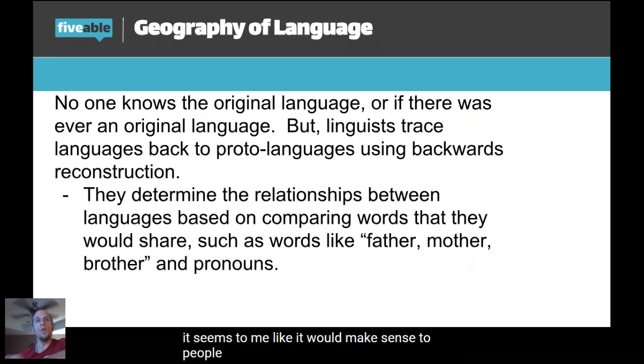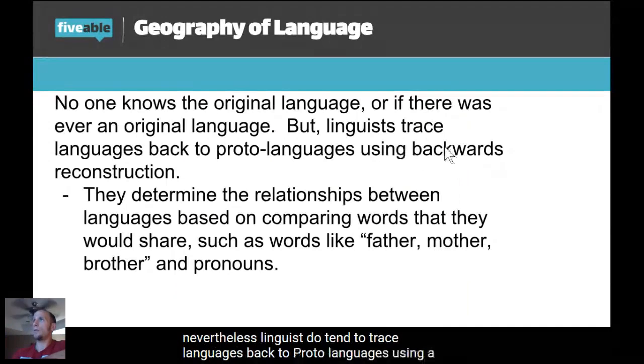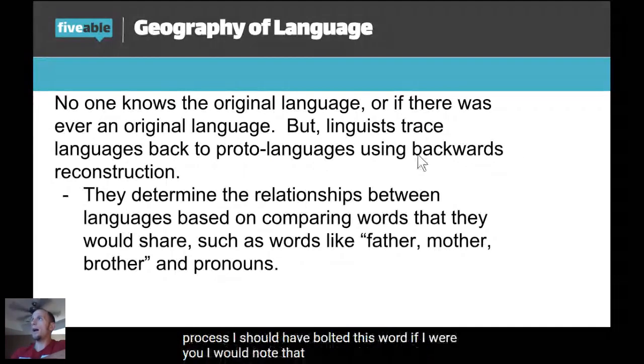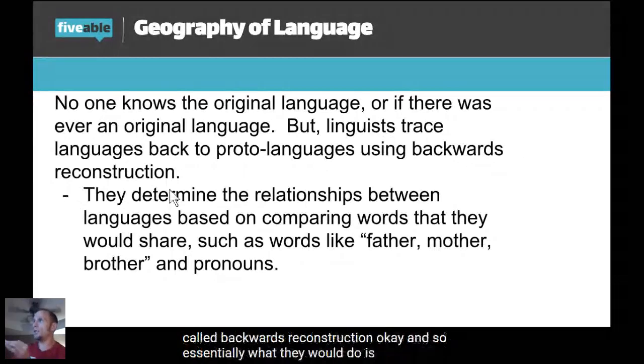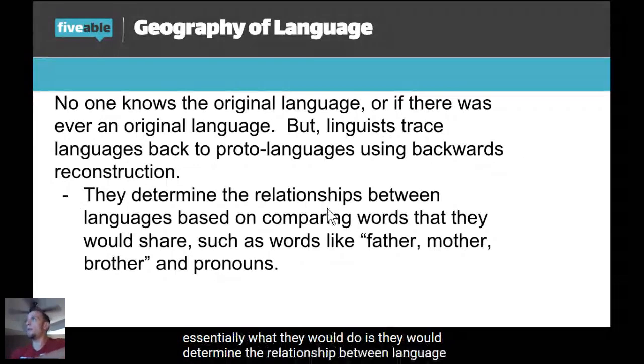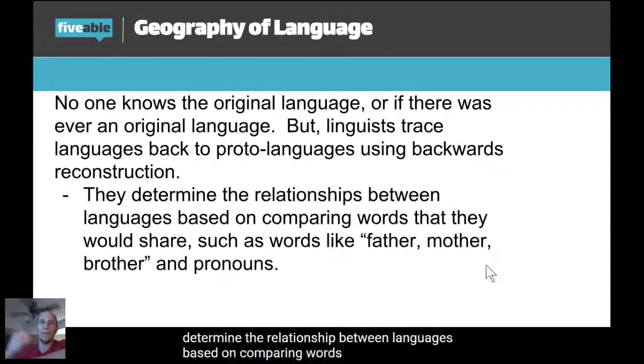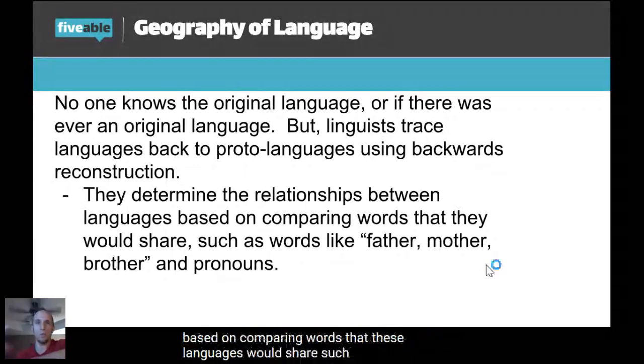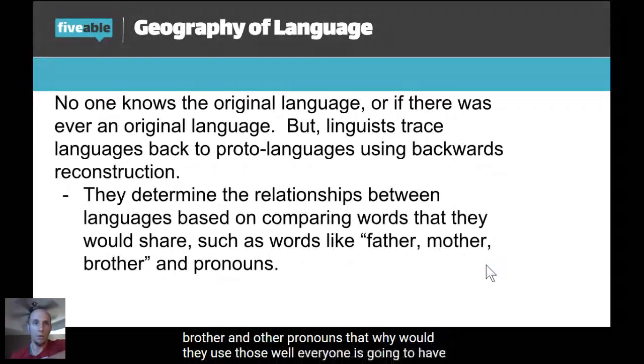Nevertheless, linguists do tend to trace languages back to proto-languages using a process. I should have bolded this word. If I were you, I would know it. It's called backwards reconstruction. Okay? Essentially, they determine the relationship between languages by comparing words that these languages share, such as father, mother, brother, and other pronouns. Now, why would they use those? Well, everyone is going to have a word for these things, right?